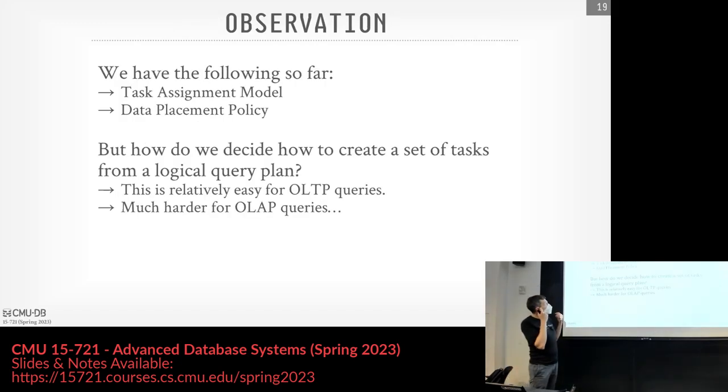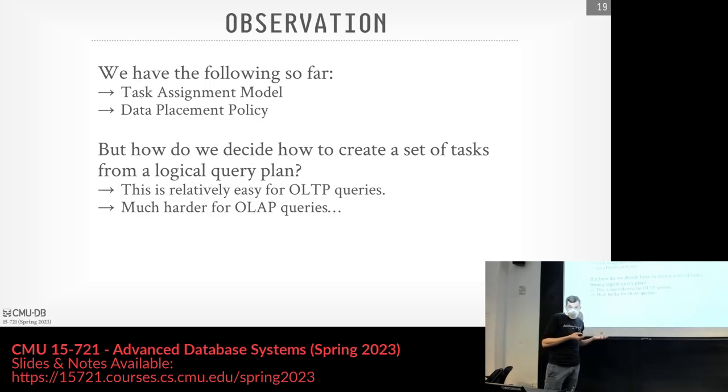All right, so far we have the task assignment model, we have the data placement policy, again, it'd be NUMA aware. So now the question is, how do we take a bunch of tasks from a logical query plan or physical query plan and then distribute them into task sets and then assign them to workers that actually run?